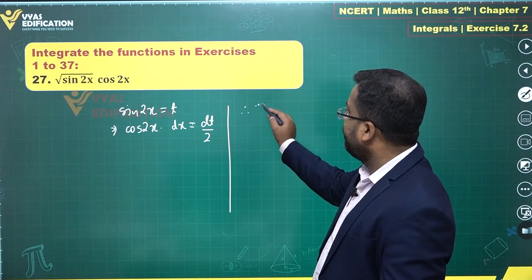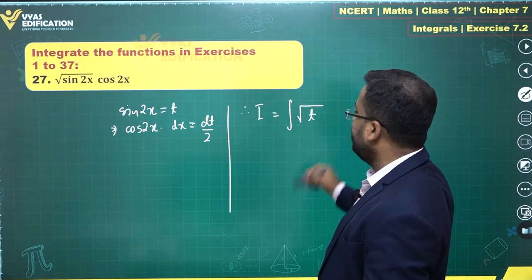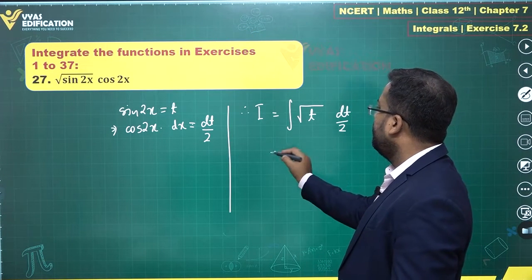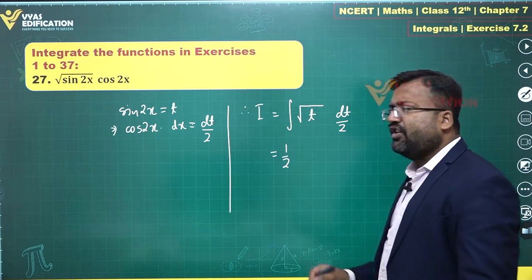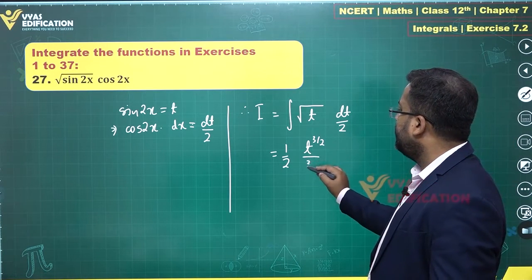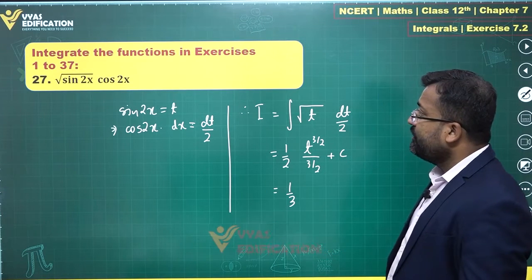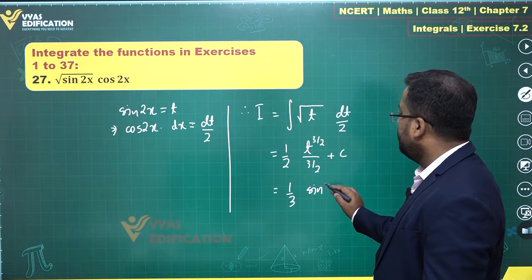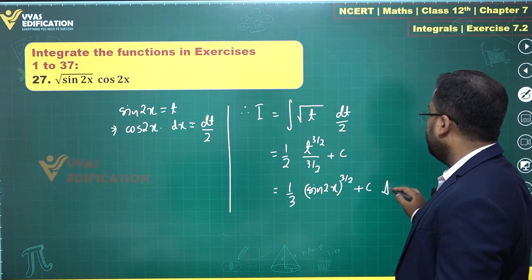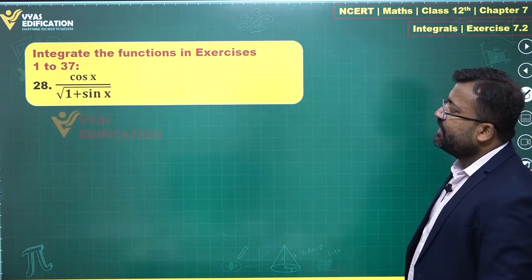Therefore, I is the integral of root sin 2x, which becomes root t, and cos 2x dx becomes dt upon 2. 1 by 2 is okay. The integral of t power 1 by 2 is t power 3 by 2 upon 3 by 2 plus constant. Because 1 by 2 times 2 by 3, t power 3 by 2, t is sin 2x. So sin 2x power 3 by 2 plus constant is what I see over here. That's our final answer for this question.